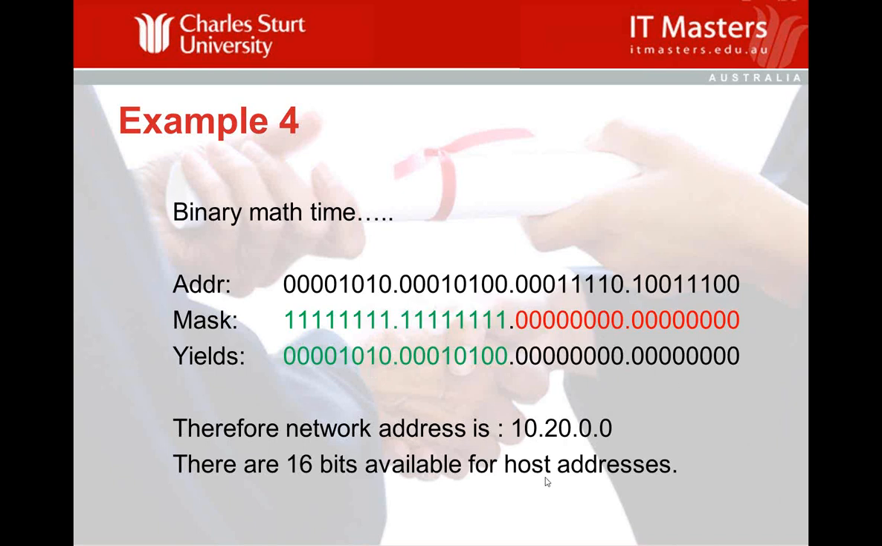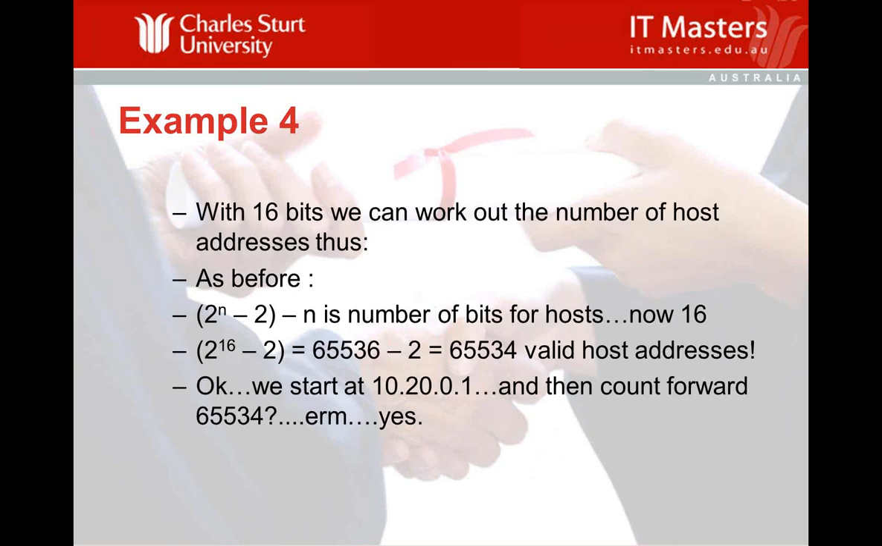Okay, so we've gone half and half, half subnet mask, half host addresses. So with 16 bits, we can work out the number of host addresses. As before, 2 to the n minus 2, 2 to the 16 minus 2 equals 65,536 minus 2. That gives us 65,534 valid host addresses. And we saw that in the slide way back at the start. So we start at 10.20.0.1, clearly, and then we count forward 65,534. Yeah, pretty much.